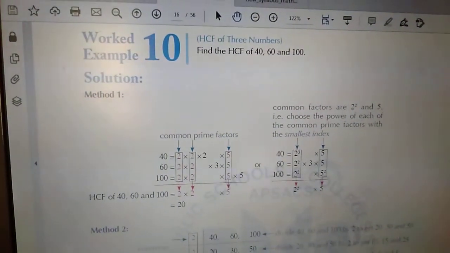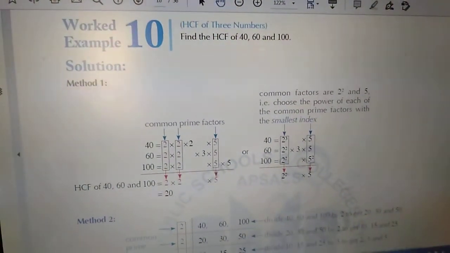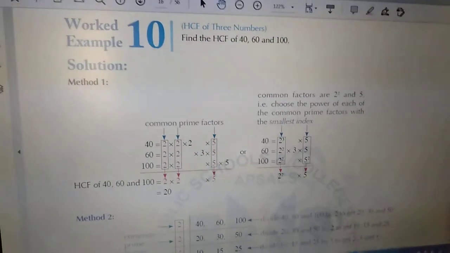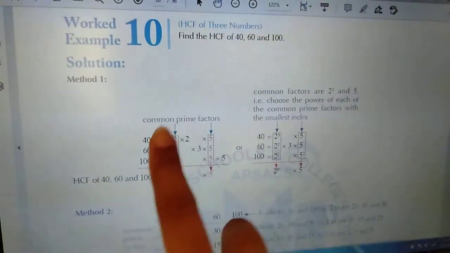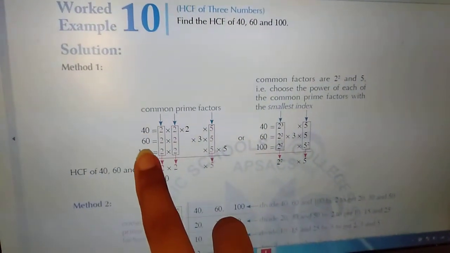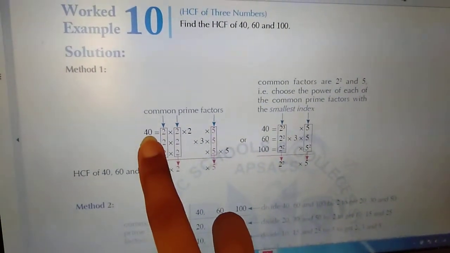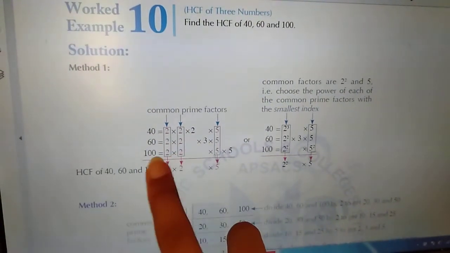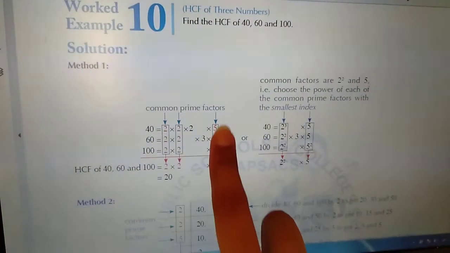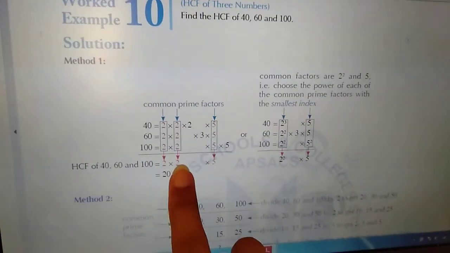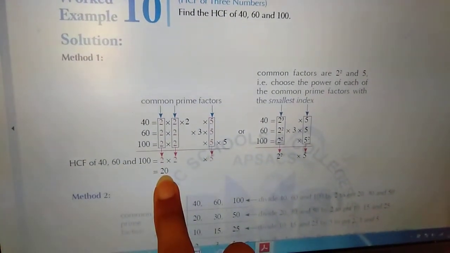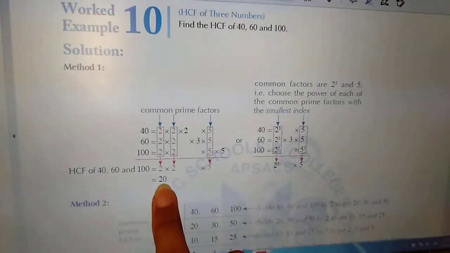Now for Example number 10, we have to find the HCF of 3 terms, 40, 60 and 100. The method will be the same. For method 1 we will separately find the prime factors of 40, 60 and then 100, then find the common terms in the prime factors. Then 2, 2 and 5 are common, so we will multiply them and the answer will be 20.